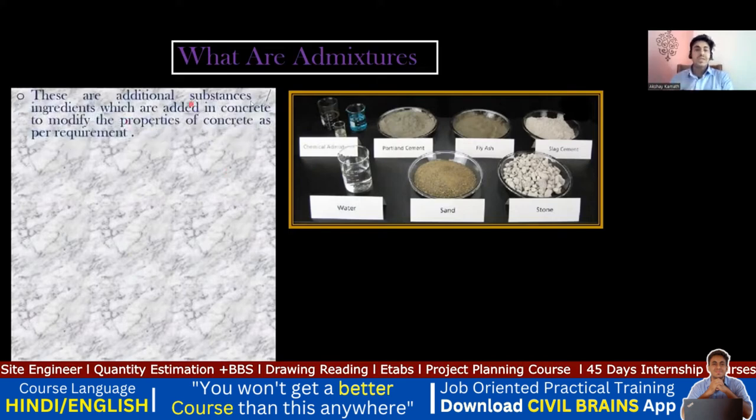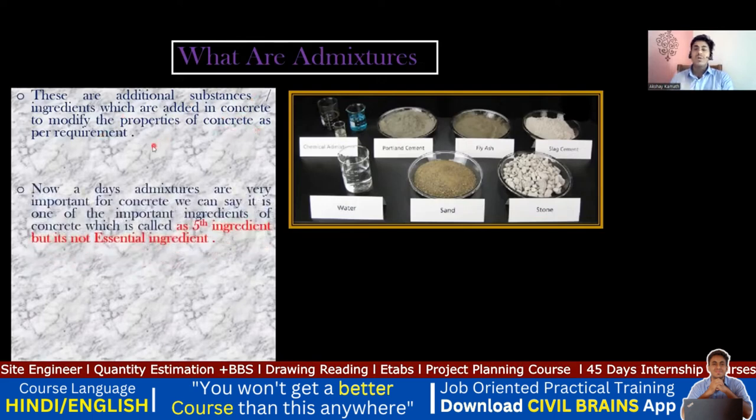These are additional substances, ingredients which are added in the concrete to modify the properties of a concrete as per the requirement. Now you can add one more point. You can say that admixtures are the fifth ingredient which is present in the concrete. It is not an essential ingredient, but it is a fifth ingredient. I'll tell you what you mean by essential ingredient. Nowadays, admixtures are very important for concrete. We can say that it is one of the most important ingredients of the concrete, which is called a fifth ingredient, but it's not an essential ingredient.